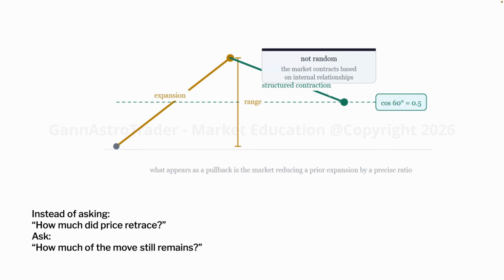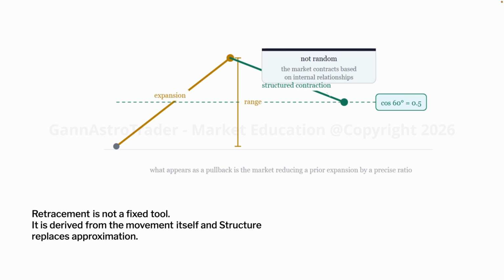This changes how we interpret pullbacks. Instead of asking, how much did price retrace? We ask how much of the original movement still remains. This is a structural question, not a superficial one. If contraction follows angular structure, then we can calculate retracement levels directly from that structure. We're no longer relying on fixed tools. We are deriving levels from the movement itself.